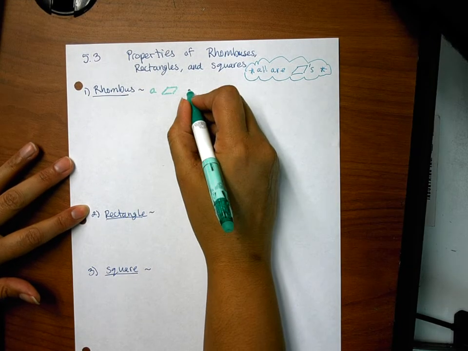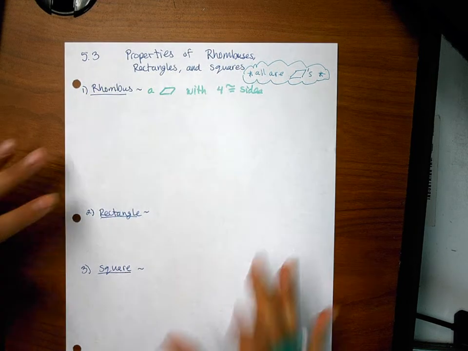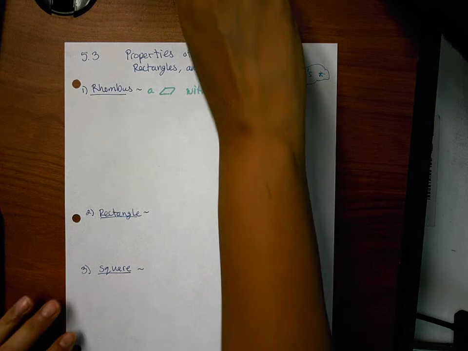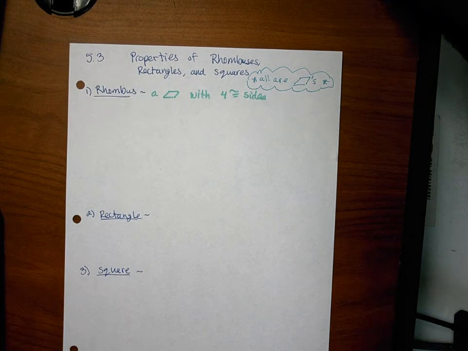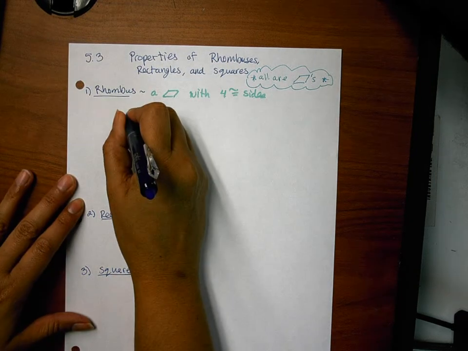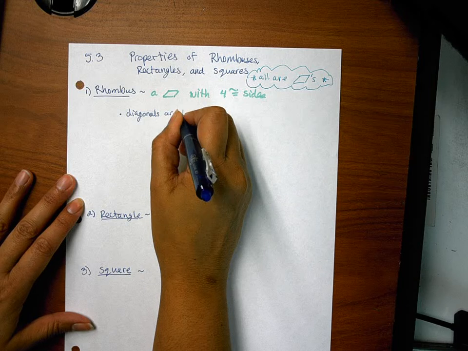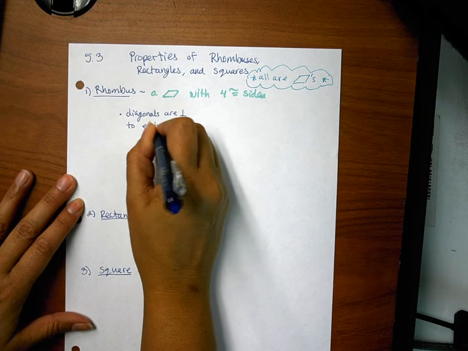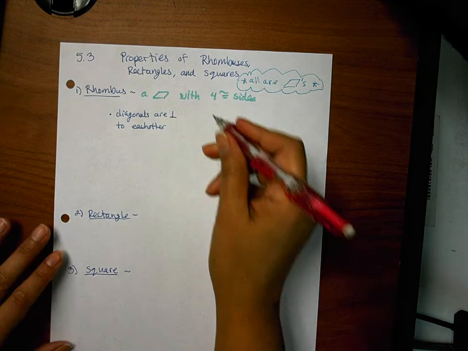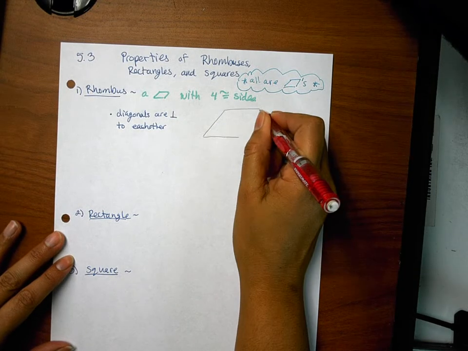A rhombus is a parallelogram with 4 congruent sides. Okay, so properties. One of them that you will need to know is that the diagonals are perpendicular to each other. That is something you will need to flat out remember for any upcoming worksheets, quizzes, or test. So let's draw a picture.